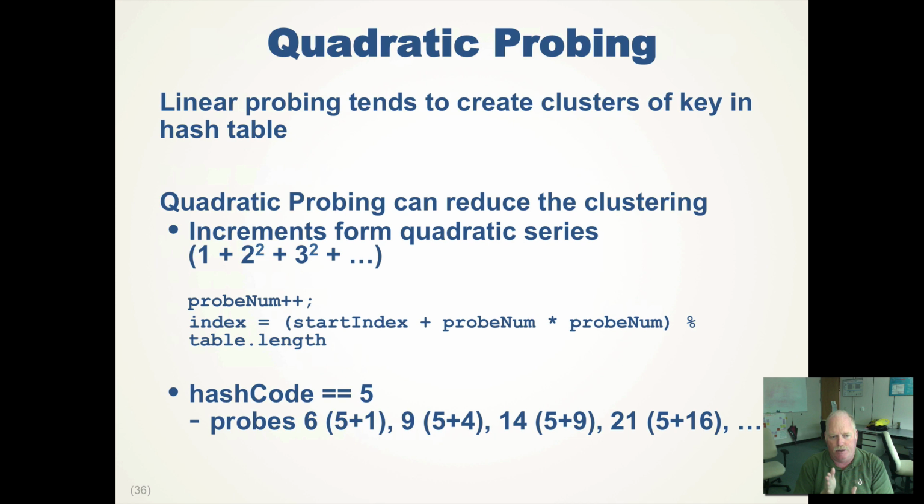So what we would do is increment the index by 1 and then 4 and then 9, excuse me, by doing the quadratic equation for how to increment our index. The equation is we increment the probe number. Our index is now the start index plus the probe number squared, mod by the table length. And so we would tend to look, for example, if our hash code was 5, the first probe after a collision would be at 6, and then at 9, and then at 14, and then 21, and then we mod by the table length to see where we end up back in the table. And as you can see, the space between the probes is getting larger, so there's less chance of getting those long blocks or those long clusters of collisions.